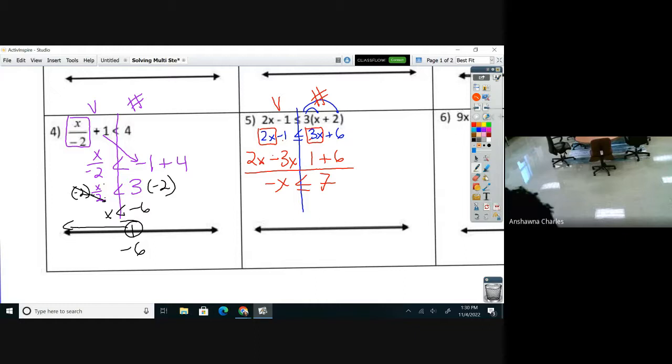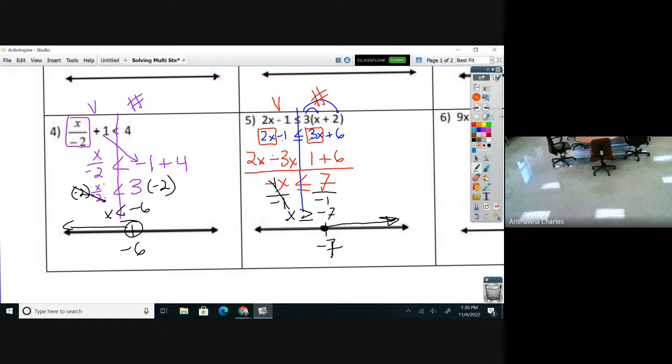I need to get rid of that negative 1 there. So I'm dividing everything by negative 1. I'm left with x is greater than or equal to negative 7. I flip the sign because I divided by a negative. So I have negative 7 here. It will be a closed circle. And I would be going to the right.